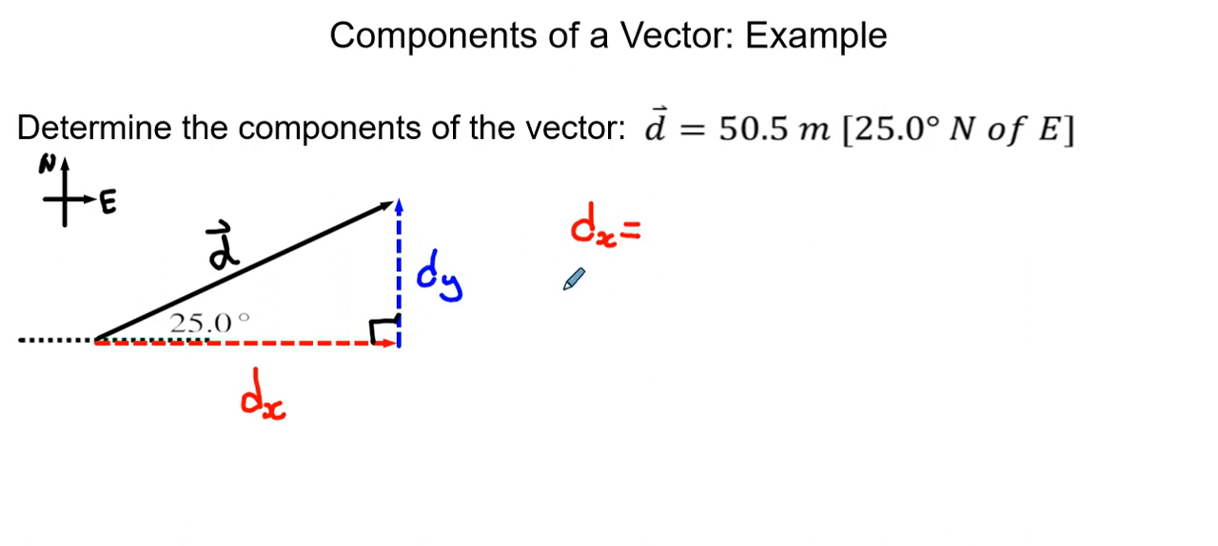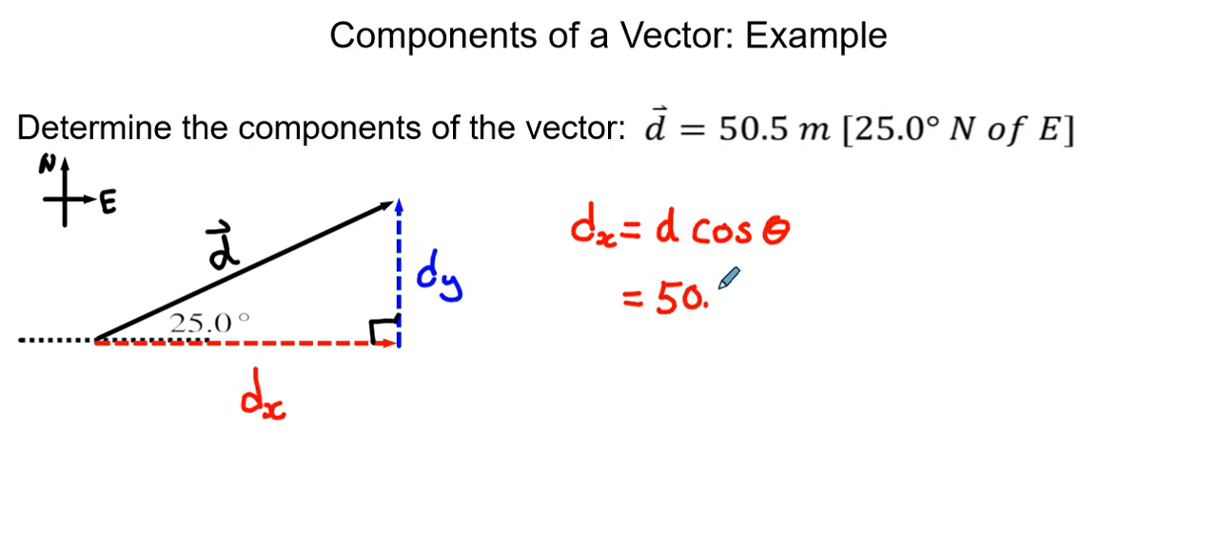So to determine the equations for these components, we will say, okay, dx is the adjacent side to this angle. Adjacent implies cosine. So we're going to use cosine of the angle, and we're going to use the hypotenuse on the other side. In this case, the hypotenuse is the vector d. Now, technically speaking, we're looking at the absolute value of that because we're not worried about the direction.